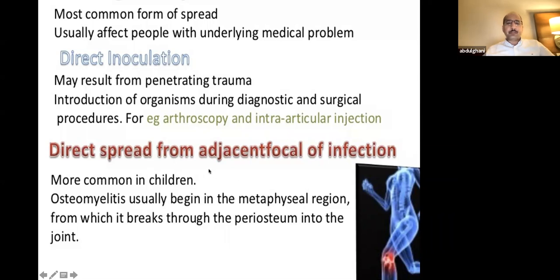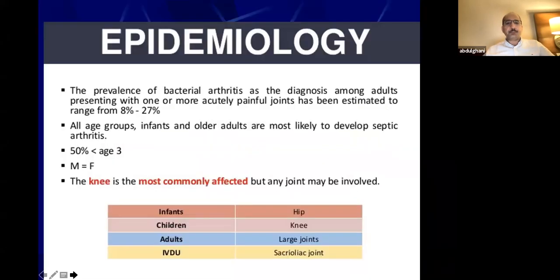When you talk of direct spread from the surrounding tissue, it is more common in children, with a surrounding condition like osteomyelitis in the metaphyseal region, from which it breaks through the periosteum into the joint. You also need to have a slight knowledge about epidemiology. The prevalence of bacterial arthritis as a diagnosis among adults is almost 8 to 27%.